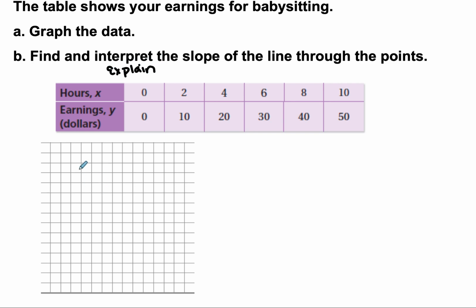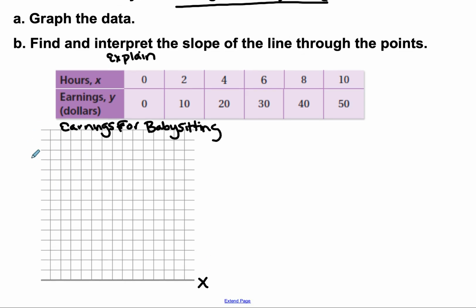So when we are doing a graph for a story problem situation, we need some labels. I'm going to go ahead and just put earnings for babysitting. That's what this information is about. I get that from here, earnings for babysitting. It tells me the X, which is my horizontal axis, is going to be hours. So I'm going to go ahead and draw in my x-axis here. I'm going to label it hours.